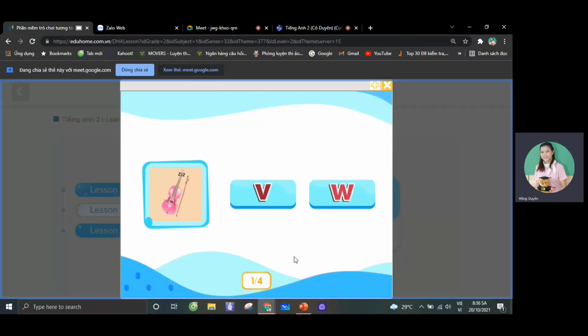All right. First one, cat. All right. What can you see? Look at the picture. What can you see? A violin. Violin. All right. So V or W? V. All right. V here? No, so V here. All right.